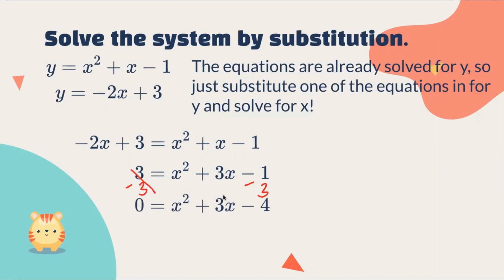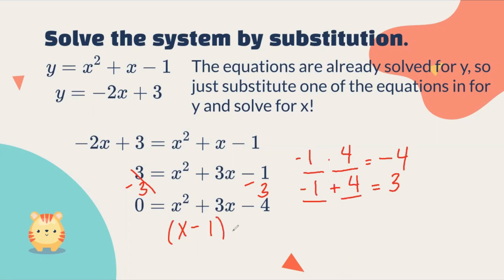And in this form, you can now factor your quadratic equation. What you're looking for are 2 factors of negative 4 that will multiply to negative 4, and those same 2 factors should add to positive 3. So in this case, it would be -1 times 4, and then -1 plus 4. In this case, -1 times 4 equals -4, and -1 plus 4 would equal +3. And then you can go ahead and factor your quadratic equation. It would be x minus 1 times x plus 4 equals 0.